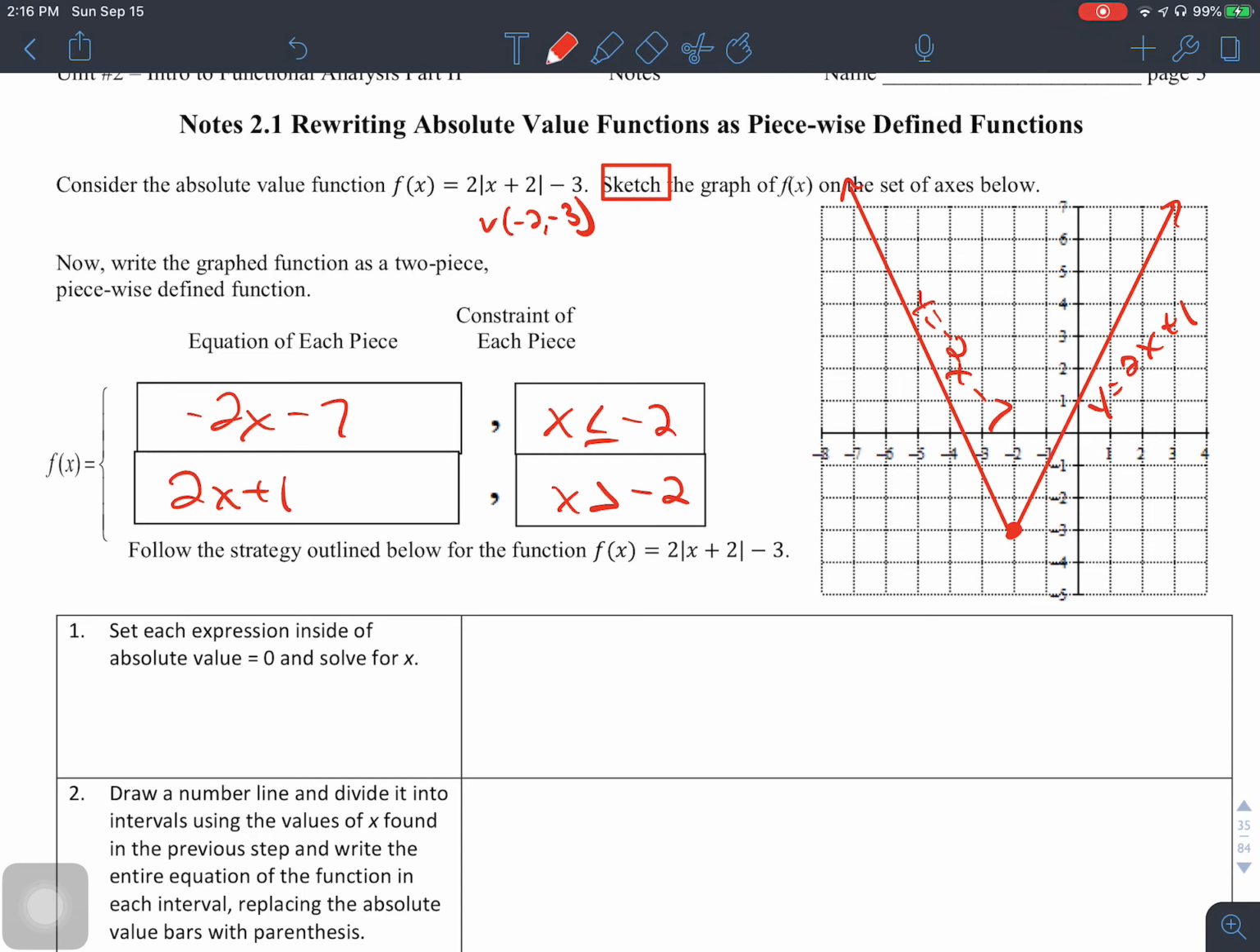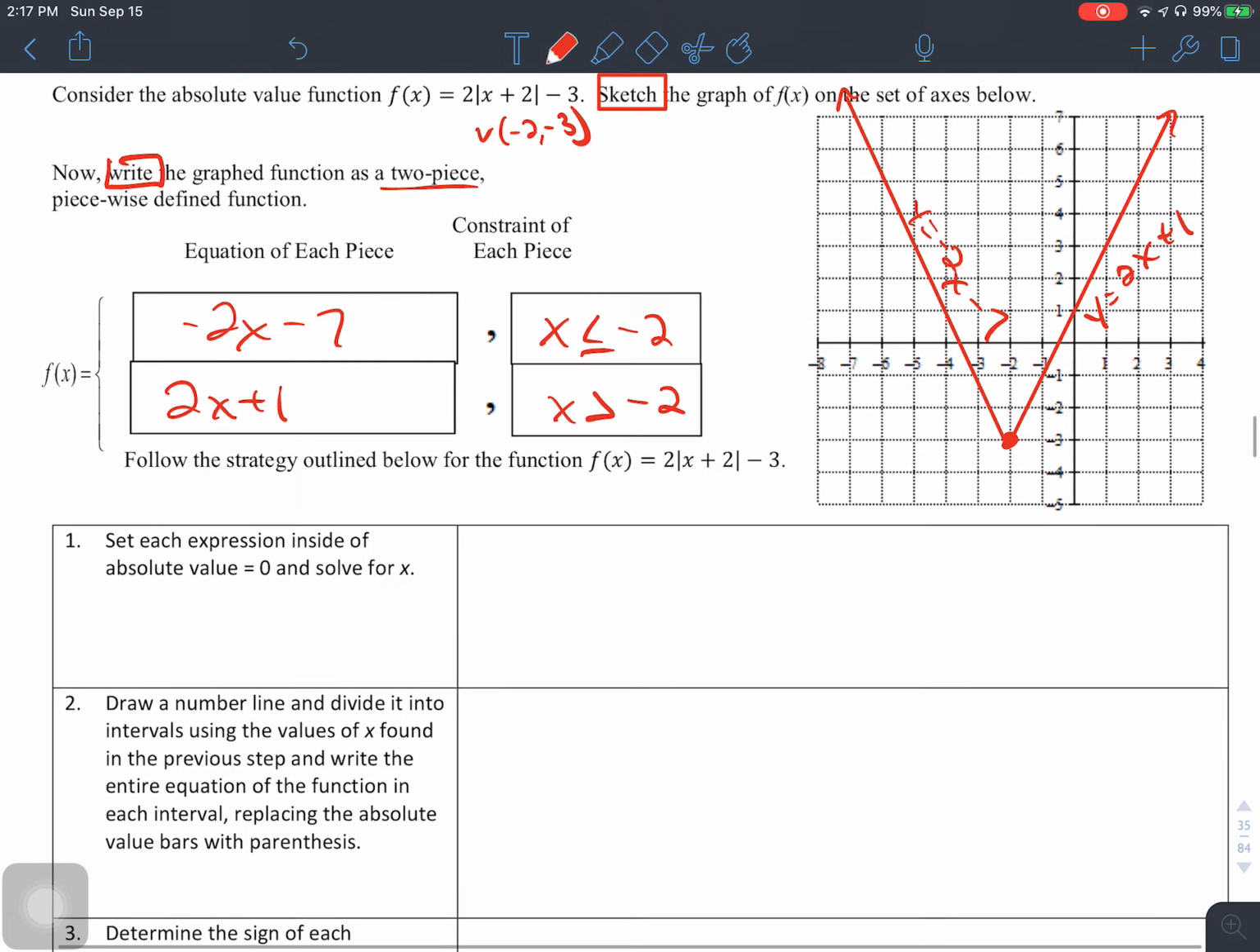So we finish that. Write this as a piecewise function. We did it. We have the constraints listed. That wasn't too difficult. However, some of these problems do get difficult. So we need an algebraic analytical strategy so that we can write an absolute value function as a piecewise function without having graphed it. So that's what we're going to do here.